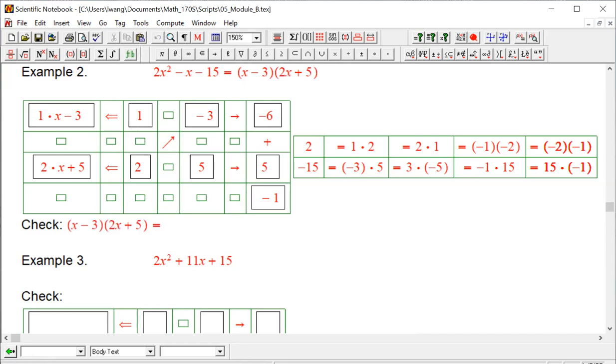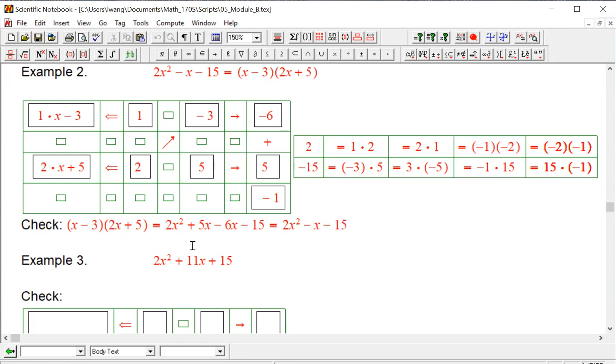Okay, and so we're going to FOIL it. So we get 2x squared plus 5x minus 6x minus 15. So in the end, we get 2x squared minus x minus 15. Factor.